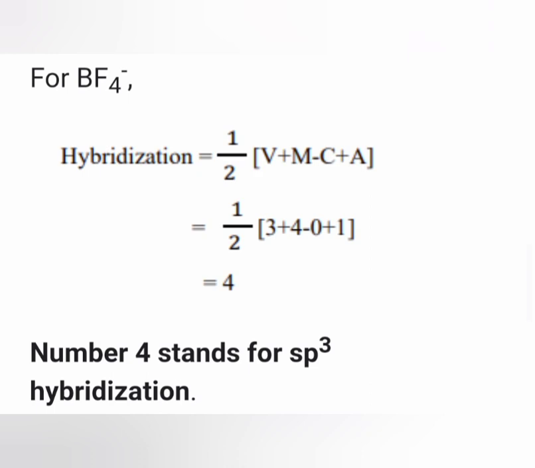Now let's move to the next example, BF4 negative. Again in B, the number of valence electrons is 3. Here the monovalent attachments will be 4 because there are 4 fluorine atoms attached to the boron. Next, a negative charge is there. In BF4, the negative charge indicates that the charge on anion will be 1, but there is no positive charge, so on cation there will be 0. So hybridization is 1 by 2, 3 plus 4 minus 0 plus 1, that is 8 by 2, that is 4, and the number 4 stands for sp3 hybridization.